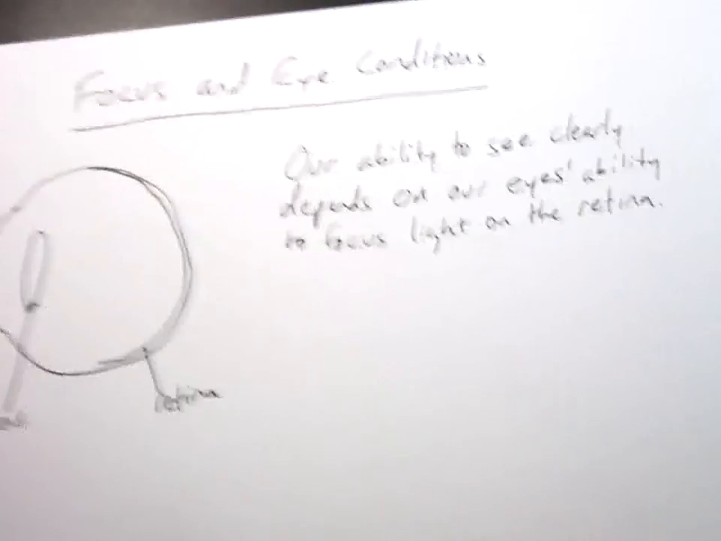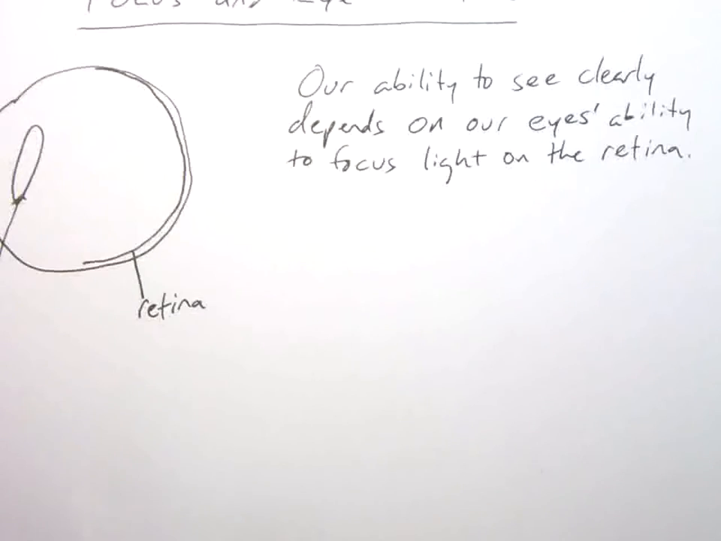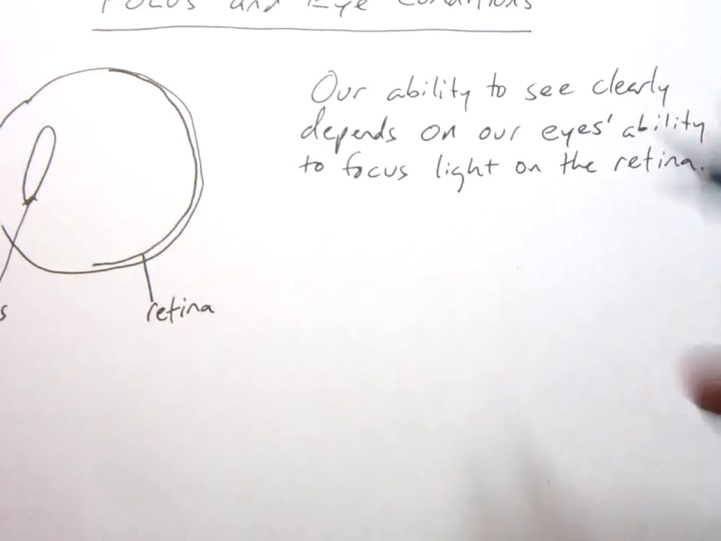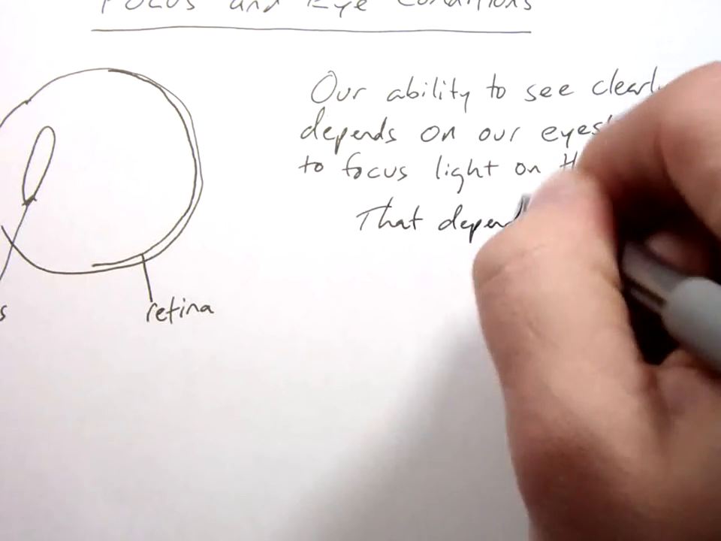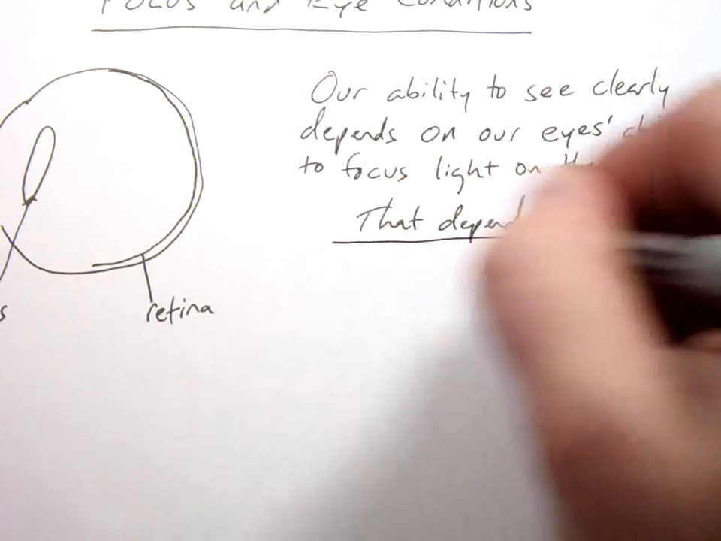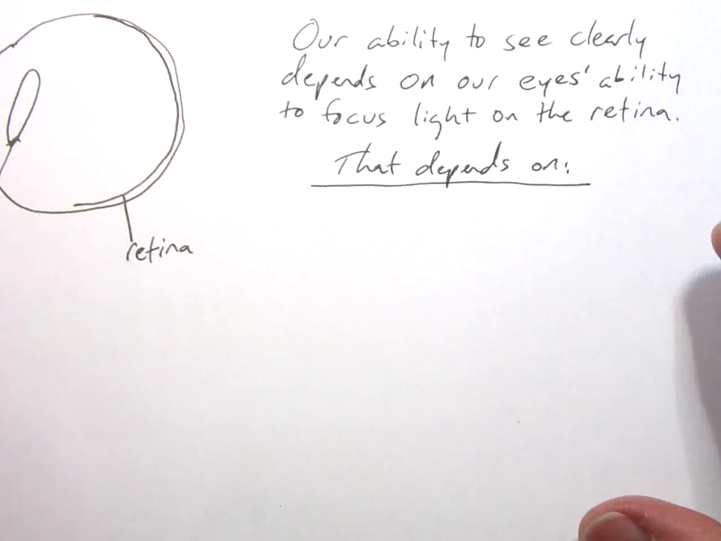Let me try it just to make sure. If I get closer, it's not focused because it's set to a specific focal length. Now your eyes will continually adjust if they can. Their ability is largely dependent on these 3 things, okay? And any of these will have a pretty big impact.